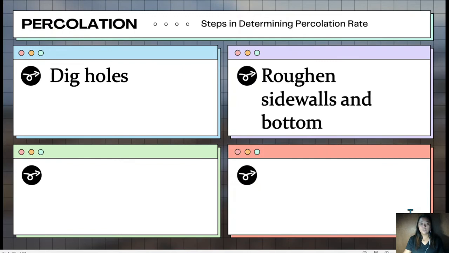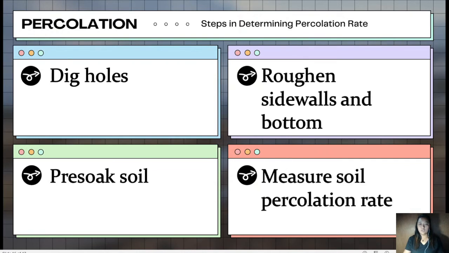Remove all loose material and place about 2 inches of 1/4 to 3/4 inch clean gravel in the hole to prevent bottom scoring. And next is pre-soak the soil. Carefully fill the hole with clear water to a point at least 12 inches above the gravel, being careful to avoid washing soil into the hole. Continue to add water until the soil becomes saturated.